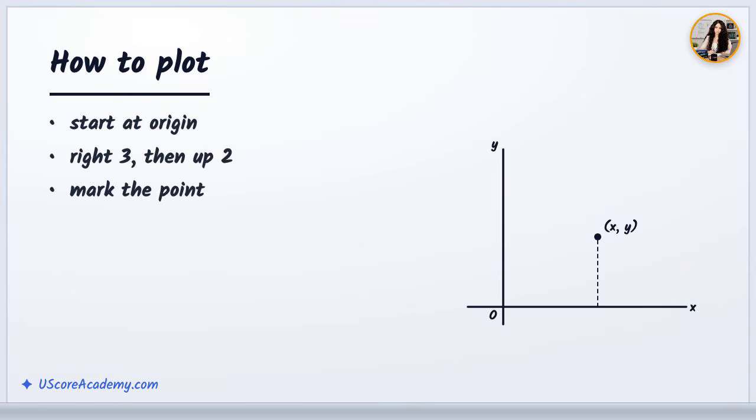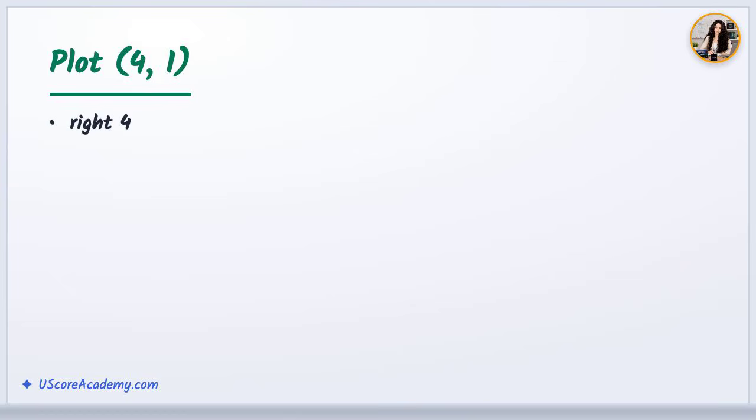Move right the amount of the x-coordinate, then move up the amount of the y-coordinate. Right first, then up, and mark your point there. Let's plot 4, 1. Start at the origin and move right 4 spaces along the x-axis. Then move up 1 space. Mark the point. That spot is 4, 1.